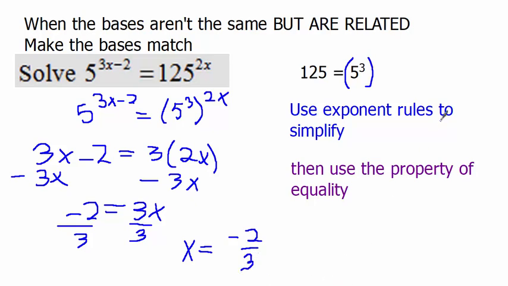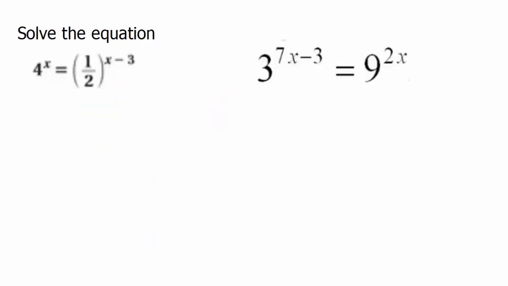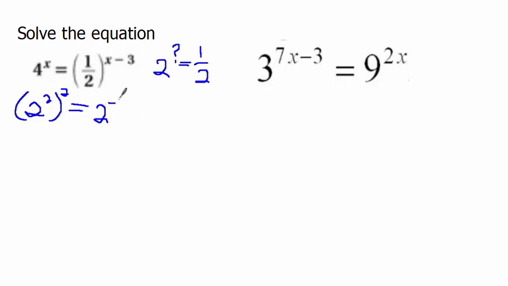So let's take a look at another couple examples that are like this. I have 4 as a base and 1/2 as a base. What I'm going to do is convert both of those to 2 to what power? 2 squared is 4. 2 to what power will give us 1/2? It is in the denominator. That means I need to make that power a negative. So this is going to be 2 to the negative 1.